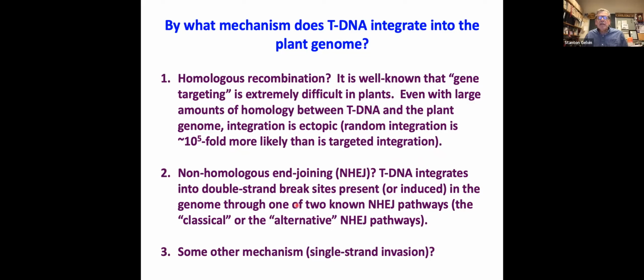tDNA perhaps integrates either into double-strand break sites or into single-strand nicks in the genome, using one of two known non-homologous end joining pathways: the classical pathway, the Ku-dependent pathway, or an alternative pathway using perhaps DNA polymerase theta. And I'm going to show you later in the seminar that these pathways may be used, but there probably are some other pathways that are being used also. Or perhaps some other mechanism is being used, a single-strand invasion model.